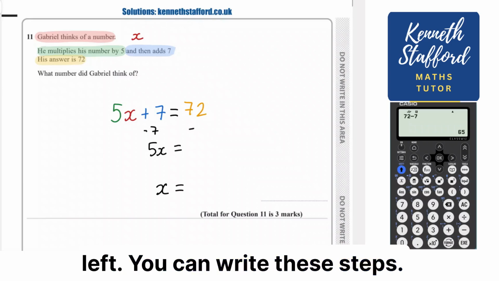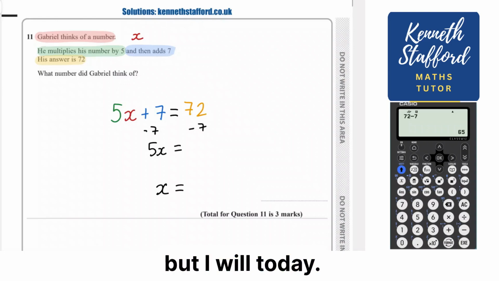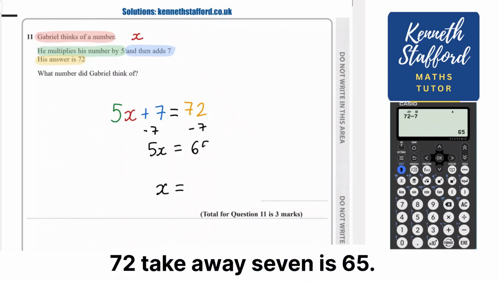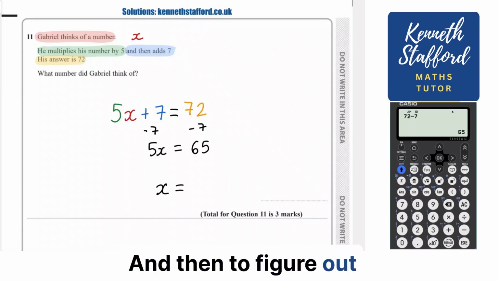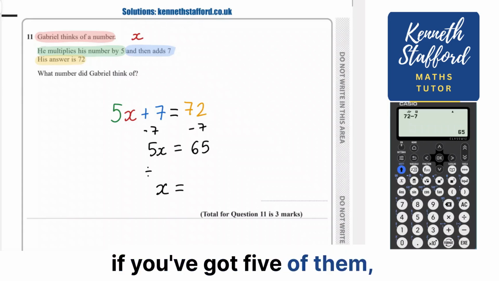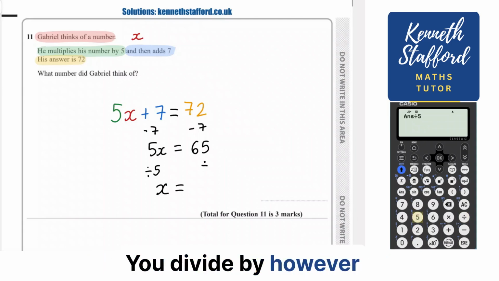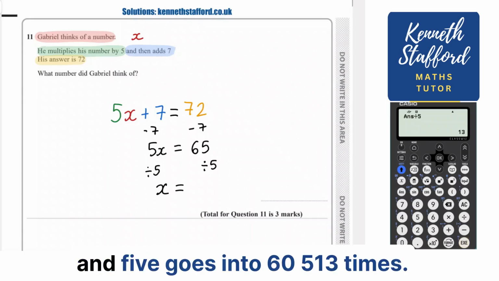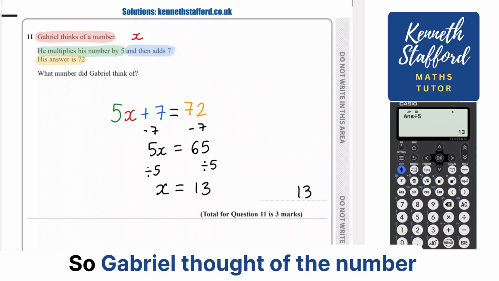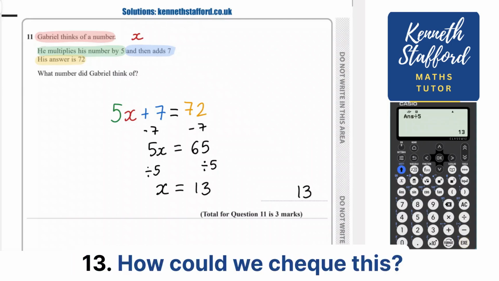You can write these steps. I don't tend to, but I will today. 72 take away 7 is 65. And then to figure out what 1x is, if you've got 5 of them, well, you divide by 5. It's called the unitary method. You divide by however many you've got. And 5 goes into 65 13 times. So Gabriel thought of the number 13.